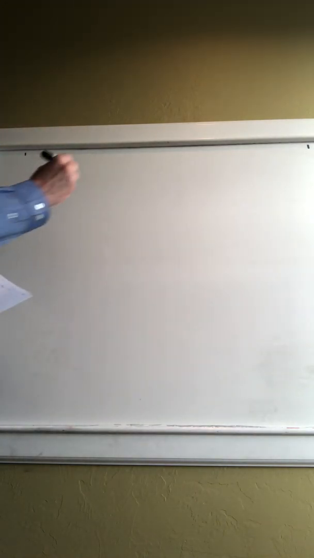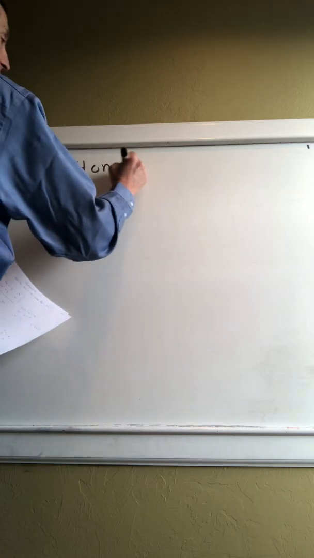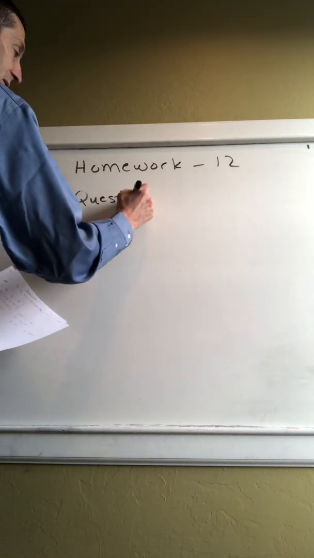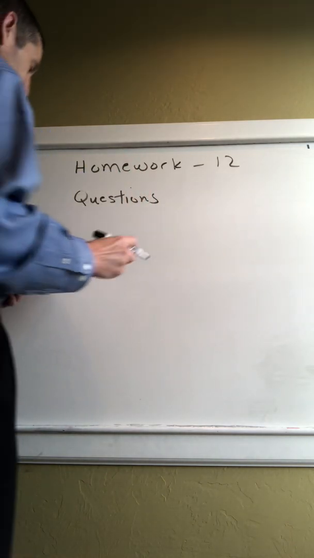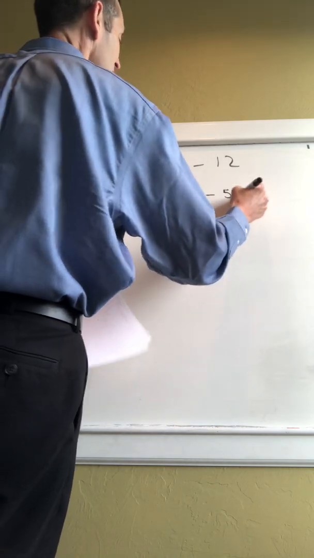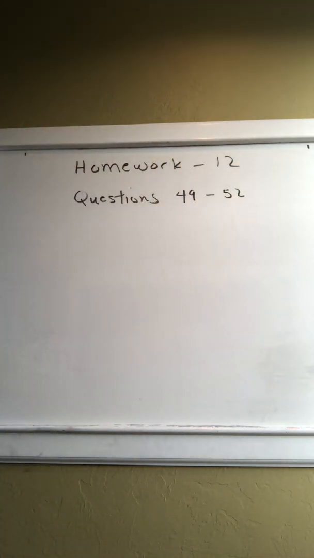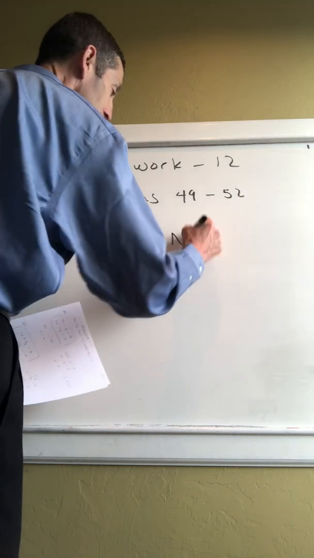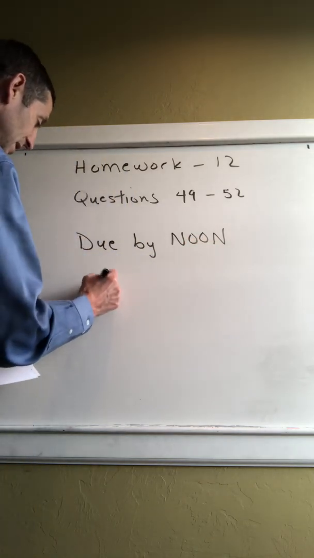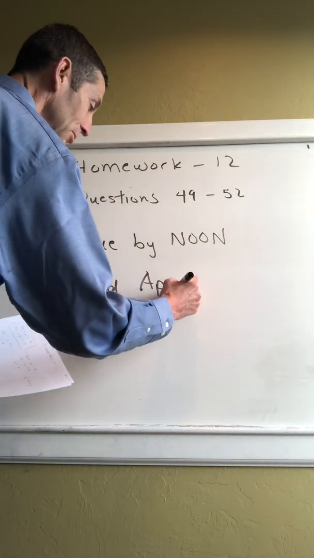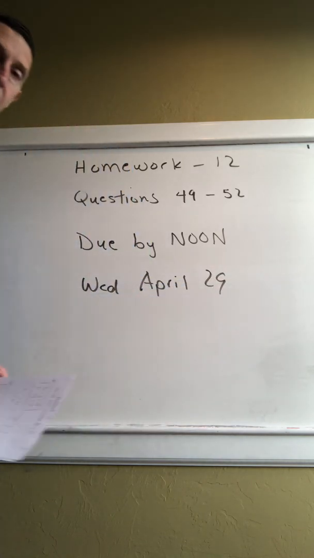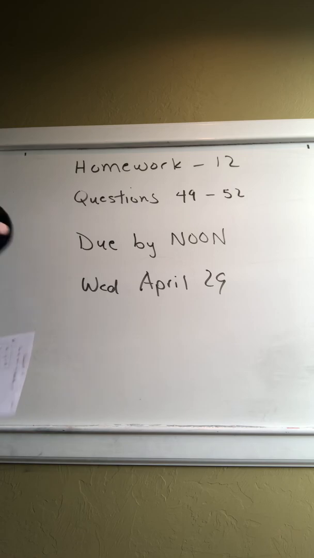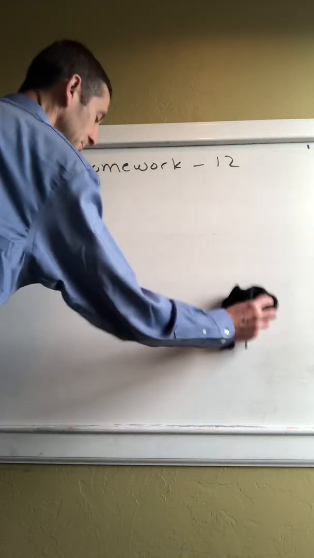So again, this is homework 12. This is questions, what do we got here? 49 through 52. So you got question 49, 50, 51, and 52. This is all due by high noon, Wednesday, April 29th. So, Wednesday, April 29th by noon. Make this look awesome. Get it into me. All right. Here we go. Let's put some up here for you.